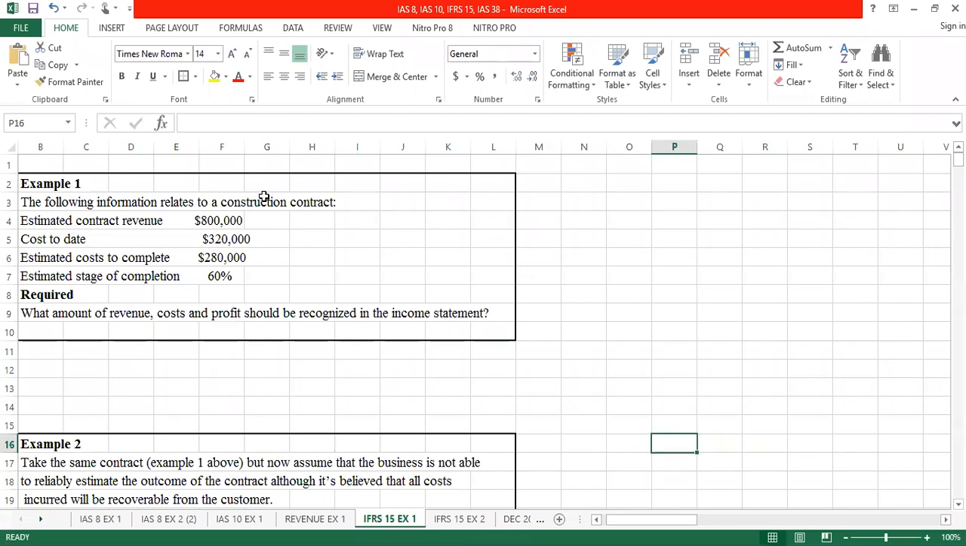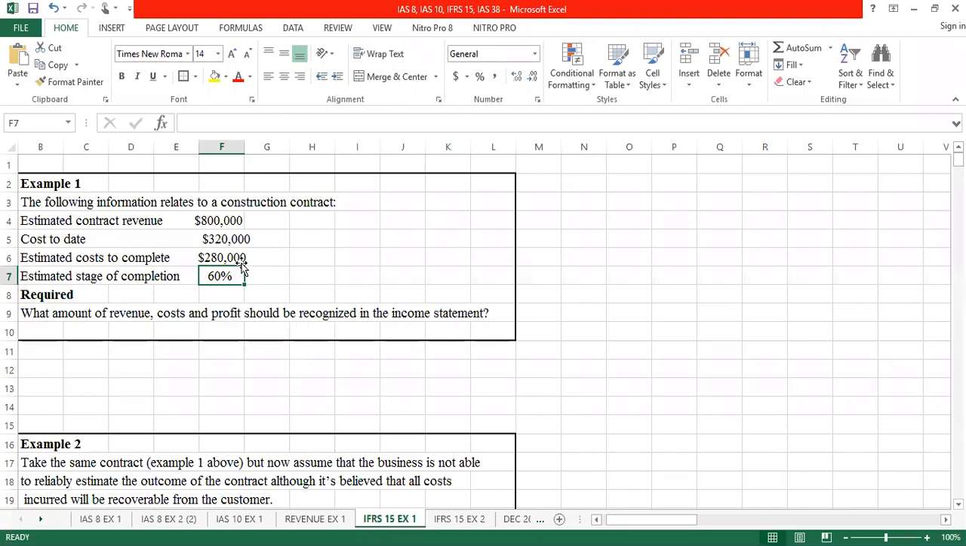Estimated cost to completion. What you have incurred so far is 320. What you are remaining with to incur is that. Estimated stage of completion is 60%. As we continue with the equation, this percentage will also not be given. There are 3 methods of how to calculate the 60%, and I'm gradually moving there. What amount of revenue, costs, and profits should be recognized in the income statement?